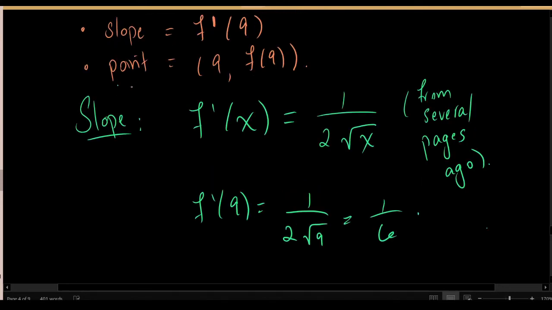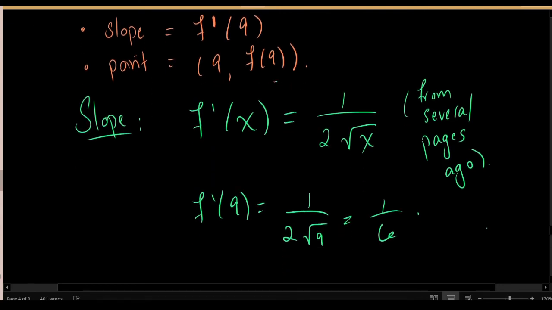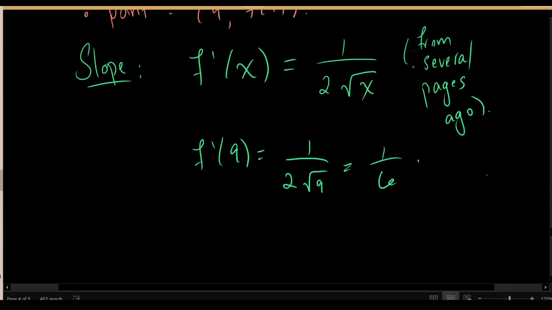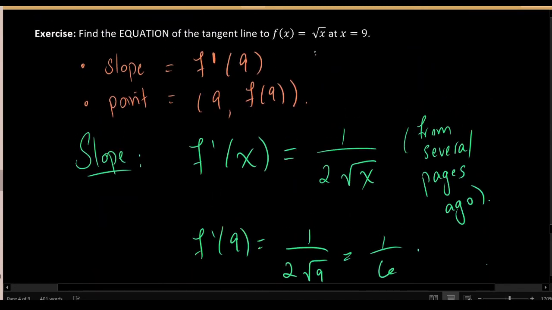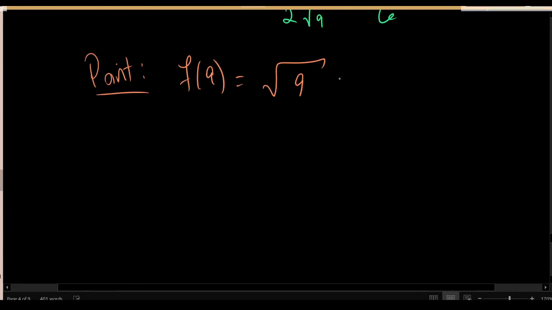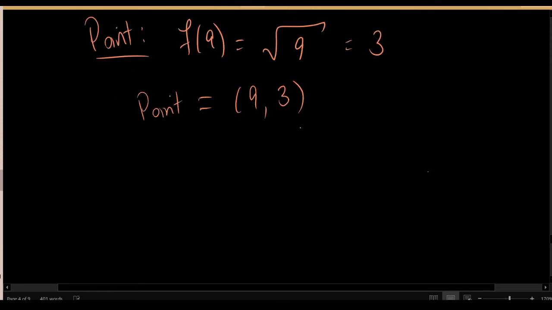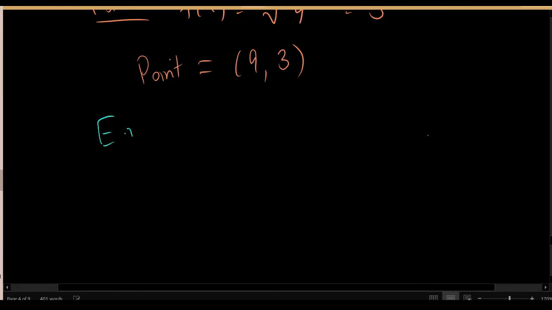Now for the point on the graph, 9 is just 9, so let's figure out what the y value is. What is f of 9? If the function f of x gives us square root x, then the function f of 9 gives us square root 9. So f of 9 is equal to 3. And the point on the line is given by x equals 9, y equals 3. Once we have a point on the line and the slope of the line, we can finish finding the equation that they asked for.